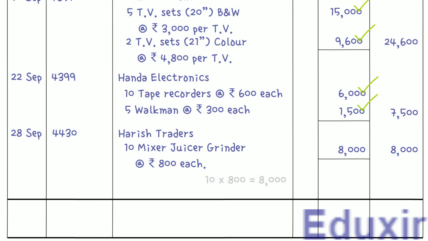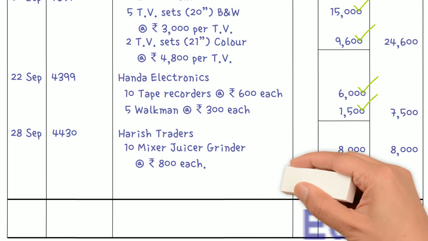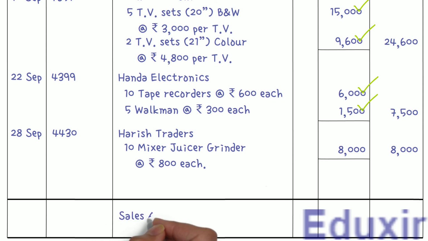With that, we have completed the recording of this transaction into the sales journal book. In fact, we have completed the recording of all the transactions into the sales journal book. As discussed earlier, at the end of the month, the sales journal book is totaled and the total is transferred to the sales account. Here, the total of all the sales in the amount column is 43,100 rupees. With that, we have come to the end of recording of the transactions in the sales journal book.